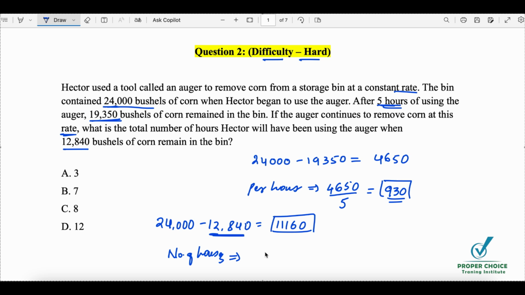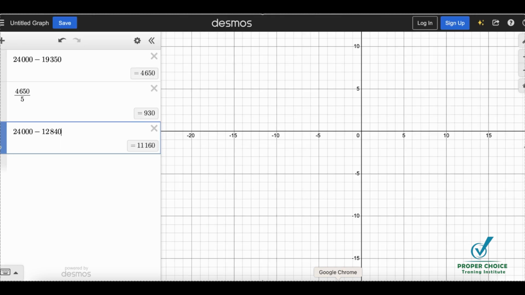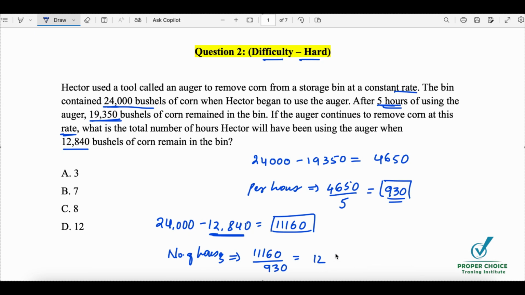to remove all this total, that is simply divide how many bushes have been removed by the number of bushes removed per hour. So 11,160 divided by 930 gives me the number of hours spent to remove these many bushes. So that gives the answer as 12 hours. So I can say Hector used the auger for 12 hours to remove these many bushes. So we should go with option D.